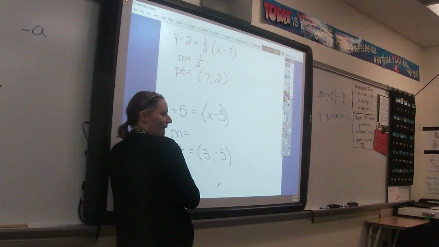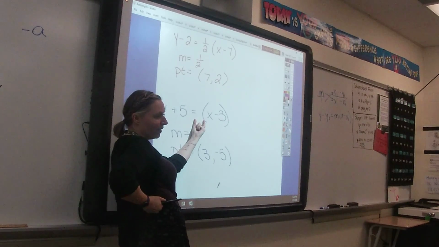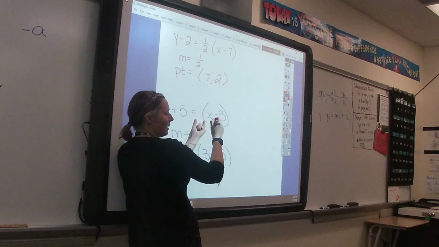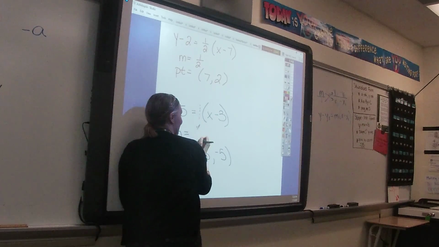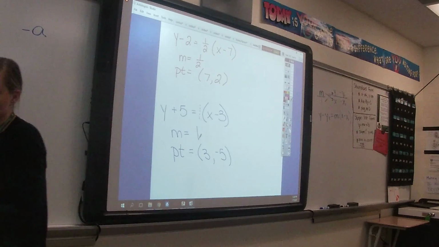Wait, what? What number's sitting right here? If it's nothing, what would it be? Zero. Not zero. One. One? So our slope is 1? Yeah. I gave Carter the tricky one.